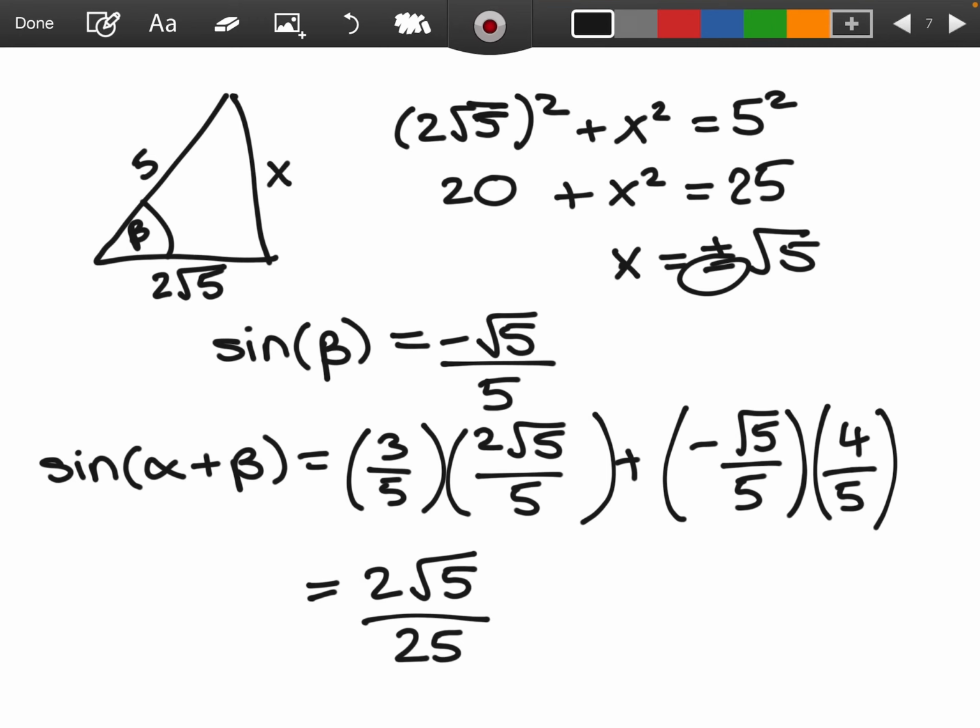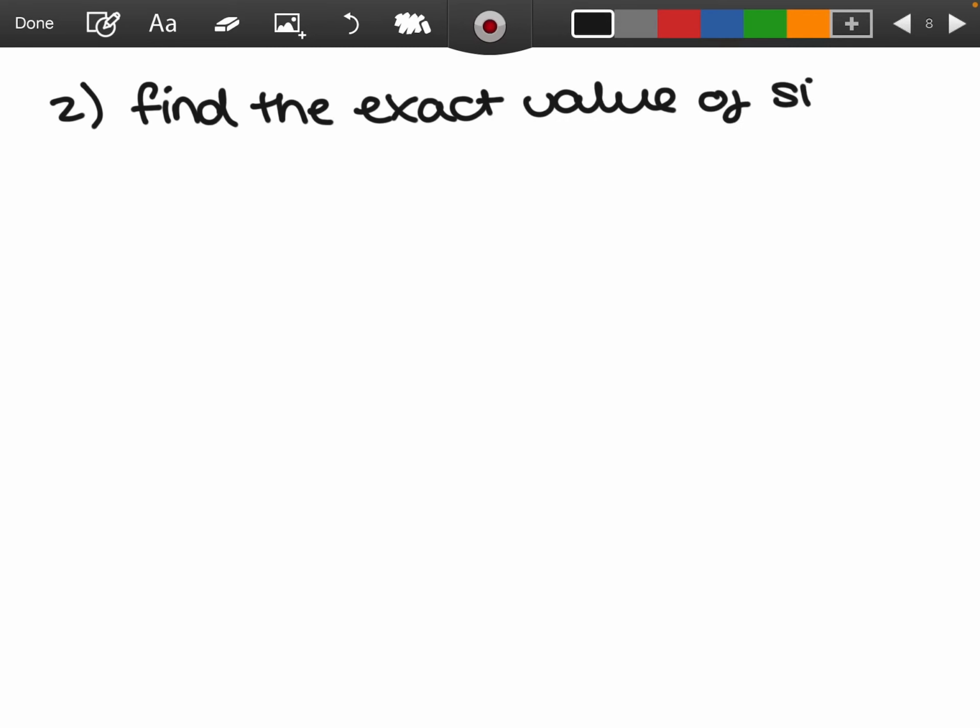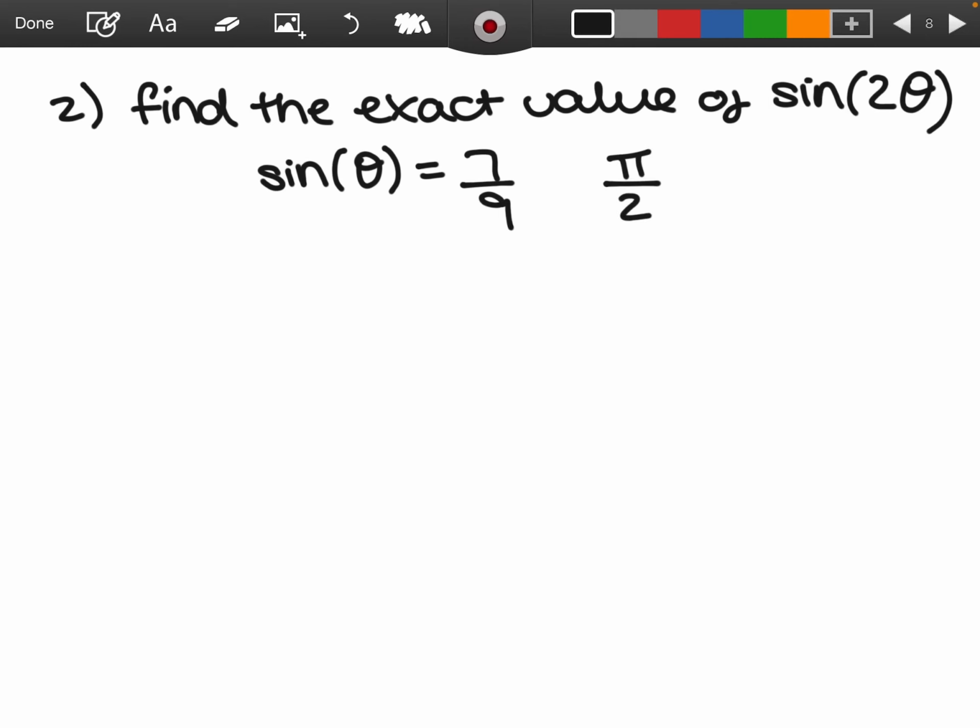So this is the other type of problem that you might get, where you are given some values of sine or cosine of the angles, and you have to figure out the value of sine or cosine of the sum or difference of the angles. We can also do this for double angle formulas. So the other example that I'm going to look at is to find the exact value of sine 2 theta, where sine of theta is going to equal 7 over 9, and I'm going to set theta to be in quadrant 2. Okay.